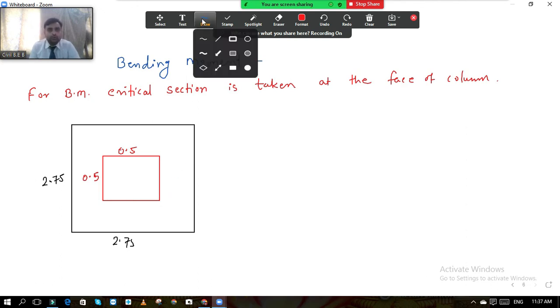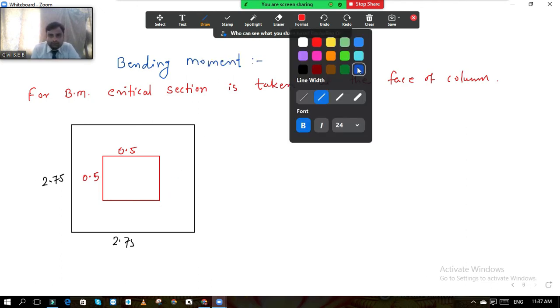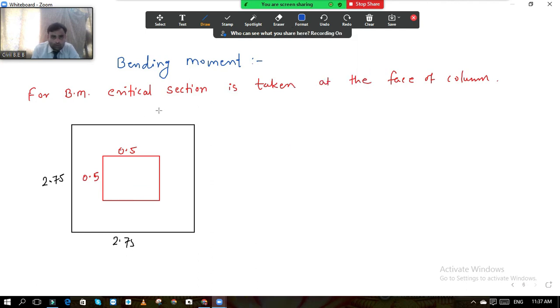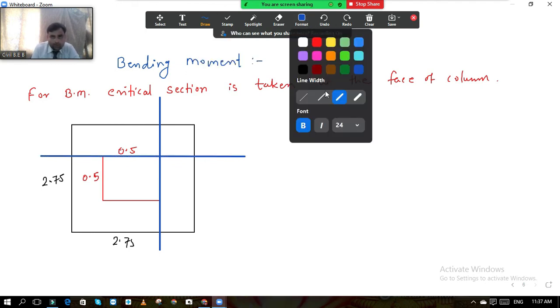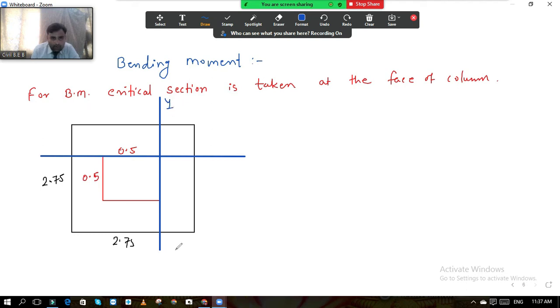So we will take two critical sections. First, this is the critical section YY, and this is the critical section XX. Horizontal is X, vertical is Y. These are the two critical sections. This is the section YY on the face of the column, and this is the section XX on the face of the column. At these points we are going to find out the bending moment.